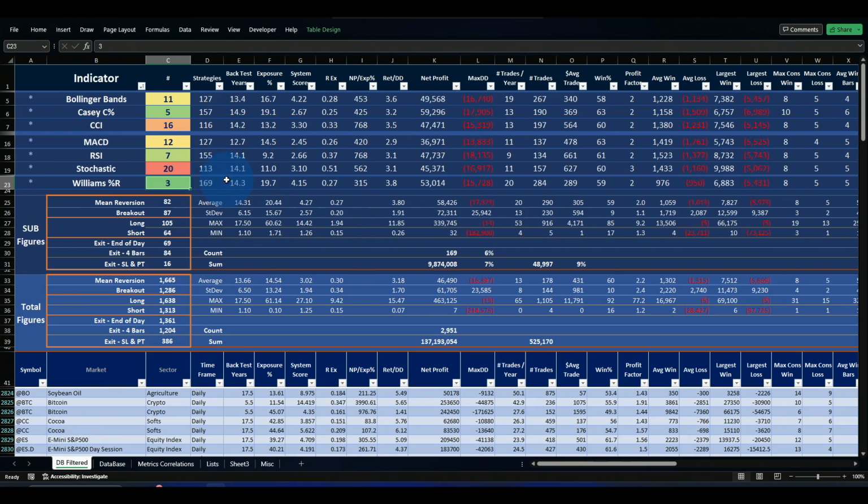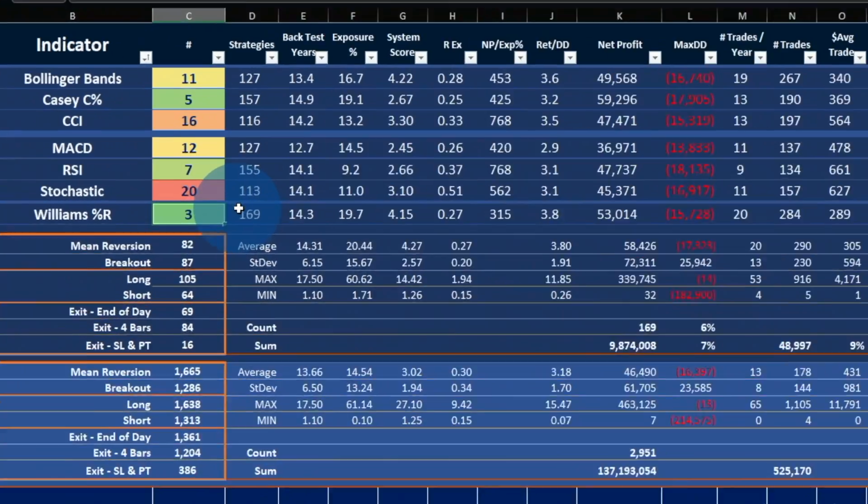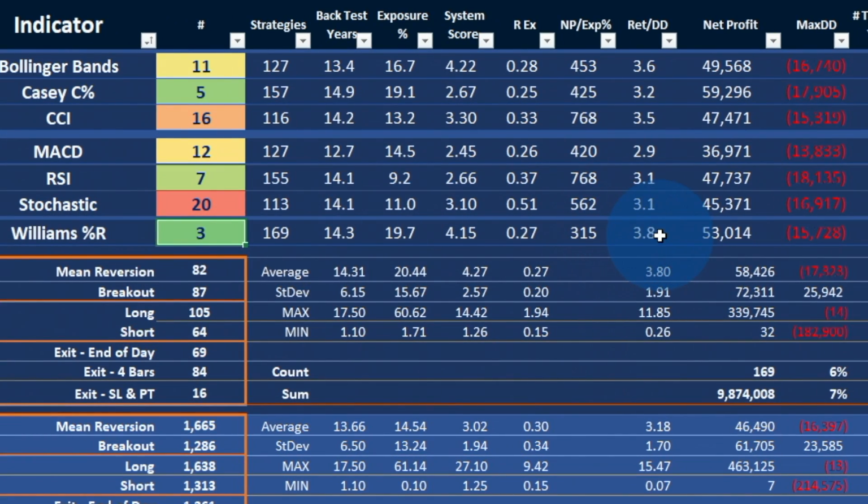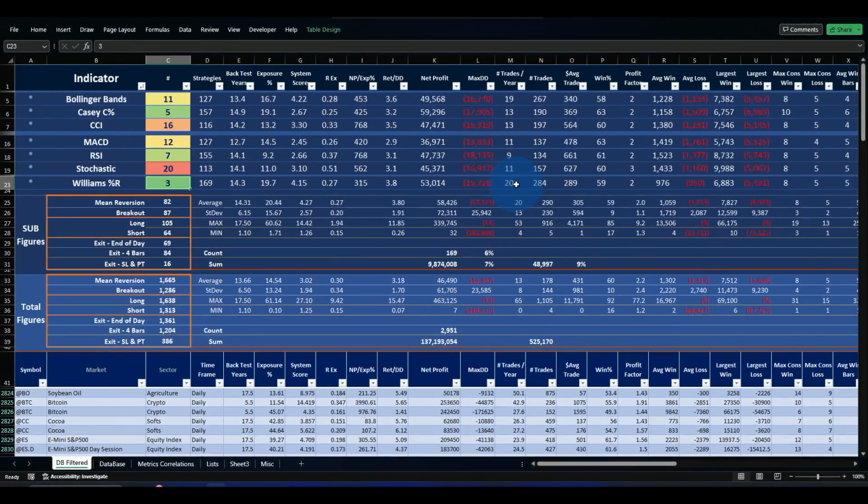Now, what does this mean? To give you an idea, this is the average performance of these strategies. You can see we have a return to drawdown of 3.8, with a net profit average of 53,000, average maximum drawdown of 15,000, average trades per year of 20, 60% win rate, average trade of 289, and so forth. This again is not a strategy. These numbers are based on the 3 exits, and remember, one of them is exit the same day.